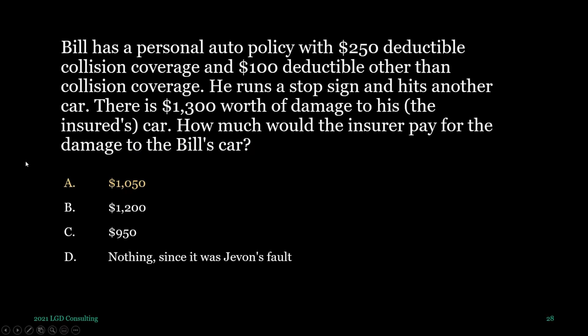Right? If they change this story up to where he stops and a tree falls on his car, then it's going to be $1,300 minus the other than collision, $100 deductible. Okay, so what happened? Did he cause the loss, or was it out of his control where something happened to the vehicle? And that's how you want to calculate that, because they might flip-flop it. Right?